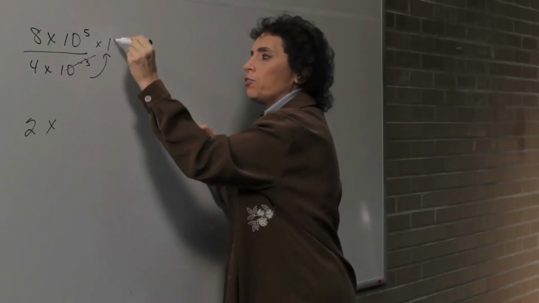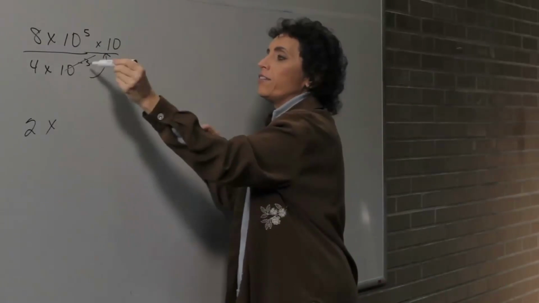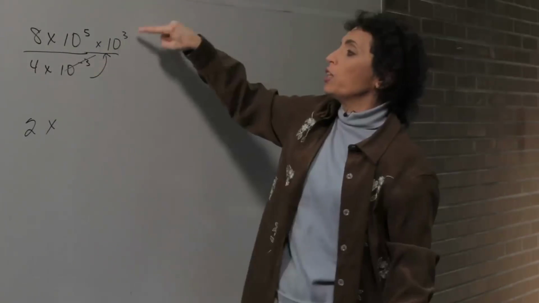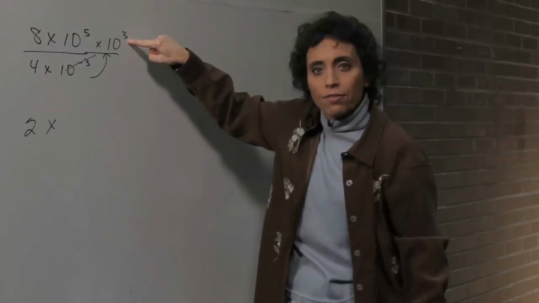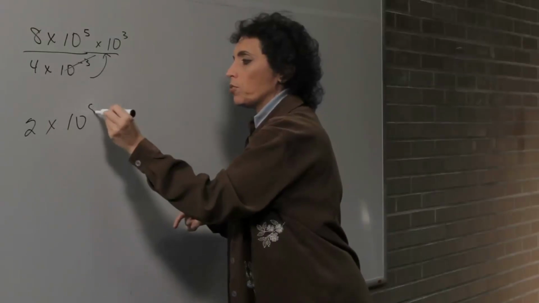And I'm going to get times 10, because once you move it up, now it's attached by multiplication, just like before. Instead of negative 3, it's positive 3. If that was a positive, when we moved it up, it would become negative. Now I keep the base, add the exponents.